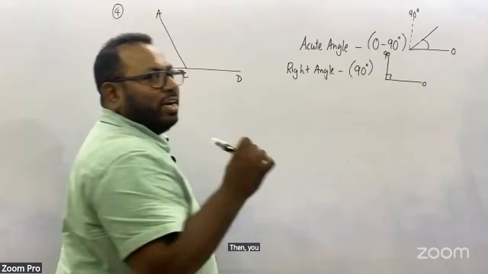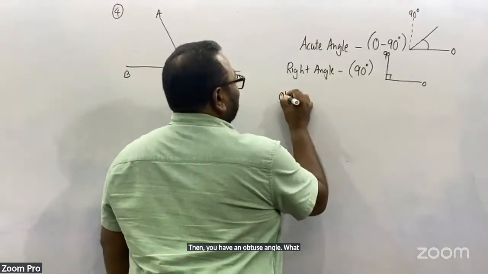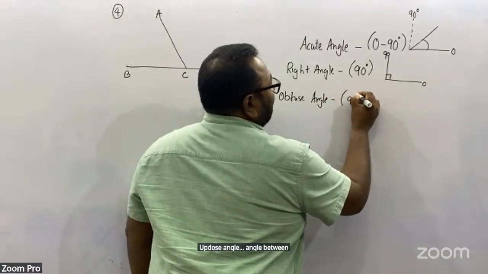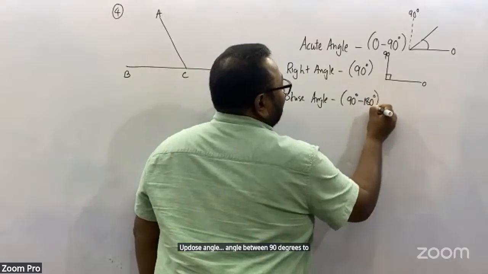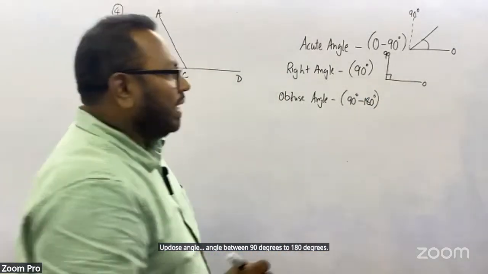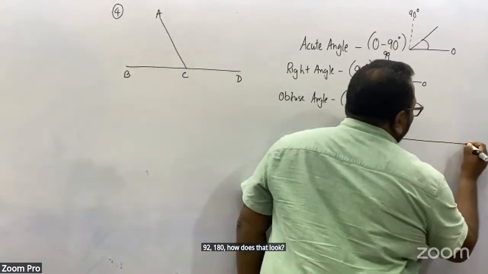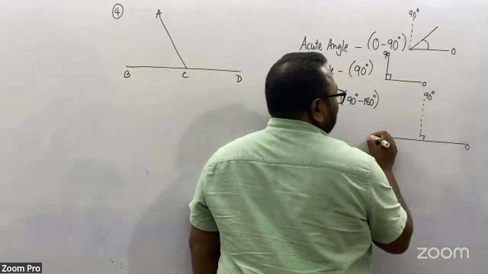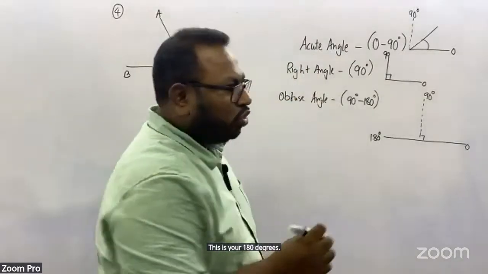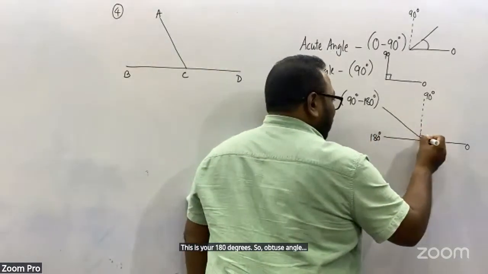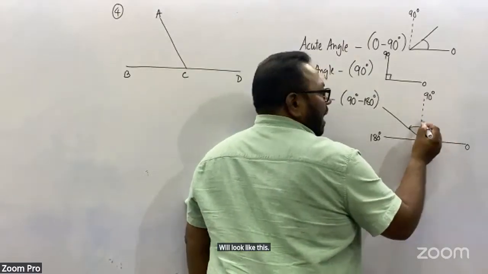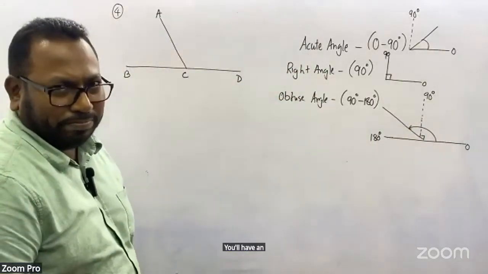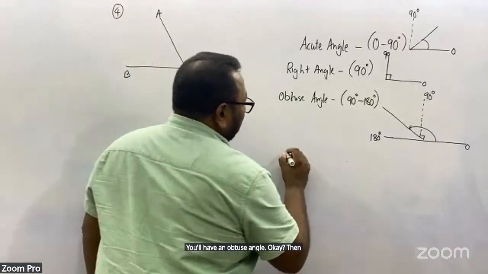Then you have an obtuse angle. What is an obtuse angle? Obtuse angle, angle between 90 degrees to 180 degrees. 90 to 180, how does that look? This is your 90 degrees. This is your 180 degrees. So obtuse angle will look like this. So angle between 90 and 180, you will have an obtuse angle.